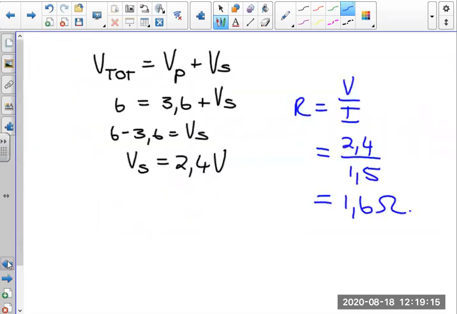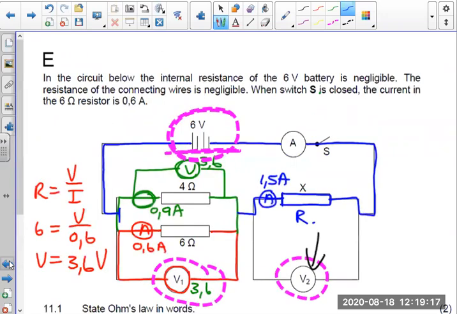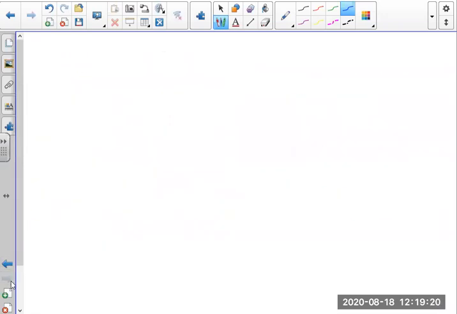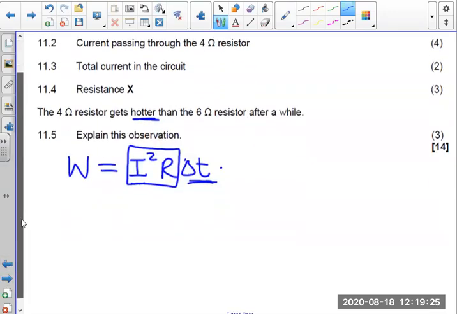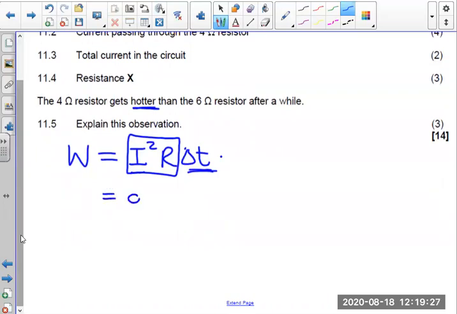If we go back, you will see that the current through the 4 ohm resistor was 0.9. So it is 0.9 to the power of 2 times 4. Let's work this out and see what the answer is going to be. 0.9 to the power of 2 times 4. The answer is 3.24, because the time for both is the same.